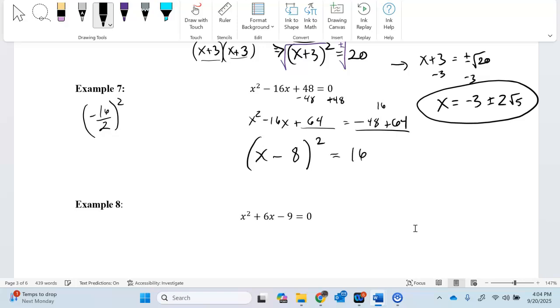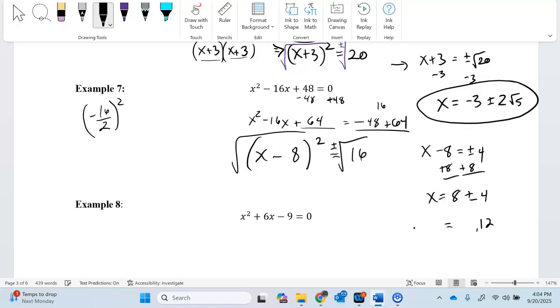And now I go from here. Square root, plus or minus. In this case, I can take the square root of 16. It's 4. So I get x minus 8 equals plus or minus 4. And then I add 8 to both sides. And I get x equals 8 plus or minus 4. So that's 8 plus 4 is 12. 8 minus 4 is 4.